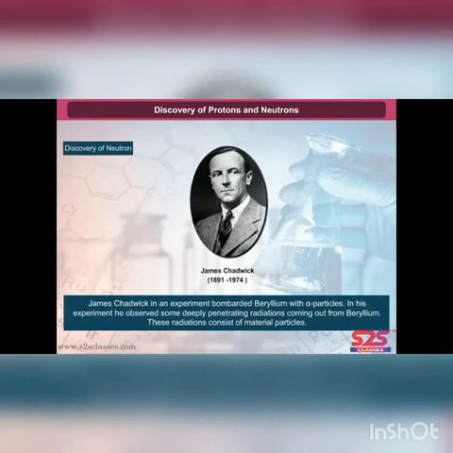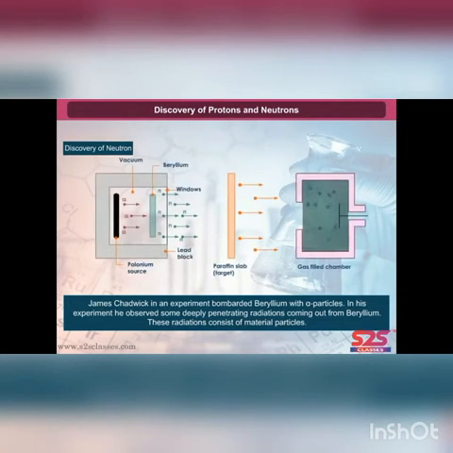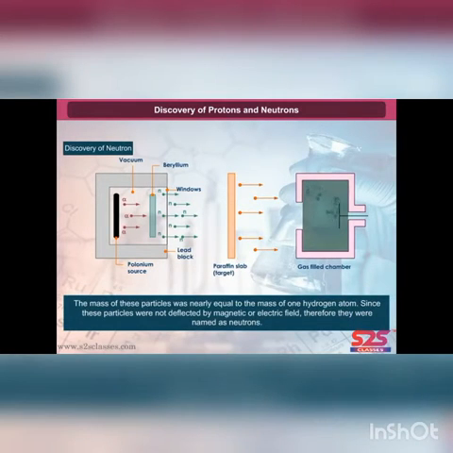Next is the discovery of neutron. James Chadwick, in an experiment, bombarded beryllium with alpha particles. In his experiment, he observed some deeply penetrating radiations coming out from beryllium. These radiations consist of material particles. The mass of these particles was nearly equal to the mass of one hydrogen atom. Since these particles were not deflected by magnetic or electric field, they were named neutrons.